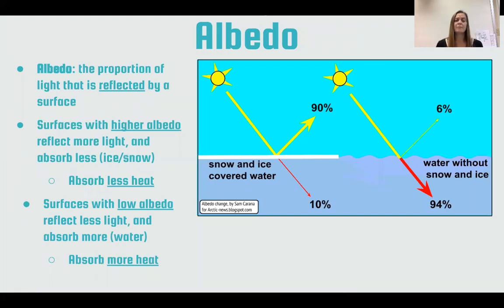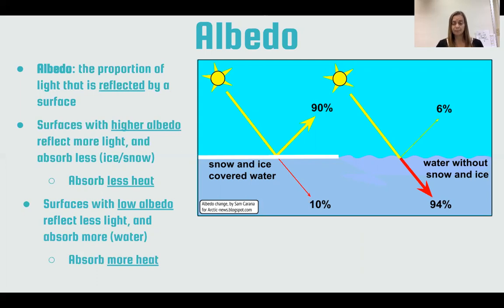Okay, other things that impact our climate are things like albedo, and we've talked about this very briefly, but albedo is the proportion of light that is reflected by a surface. So if you have a surface with high albedo, it reflects more light, it absorbs less light, it tends to absorb less heat, and therefore is colder, acts as an insulation from heat.